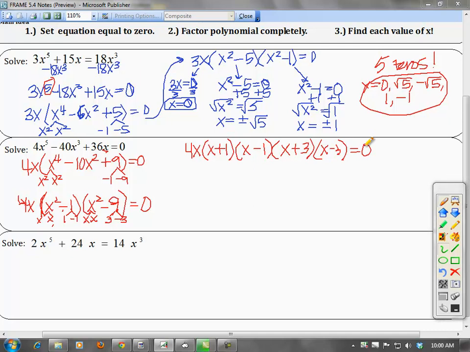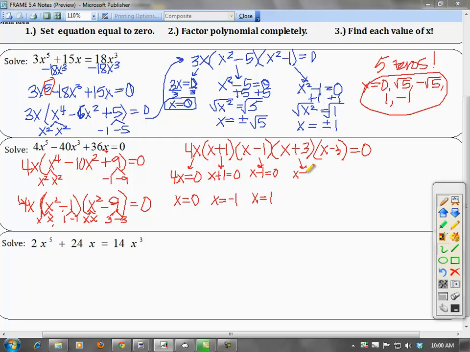Now let's see about getting my zeros. Okay? If I write this first one, it's 4x equals 0, like we did above, in this case, x equals 0. If I do the second one, we know that x plus 1 equals 0, and we know it's the opposite, so x equals negative 1. If I do the third one, x minus 1 equals 0, and again, it's the opposite, so it's x equals a positive 1.